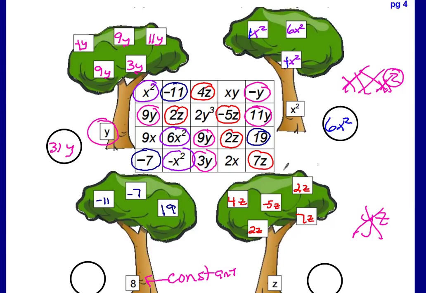Coming down to our z tree, we have positive 4z's. We have a positive 2z, so that makes 6. Minus 5z's, so 6 minus 5 is 1. Plus 2z's would make 3z's. And then finally add 7z's, and we get a total of 10z's. For our constants, we have a negative 11 plus a negative 7. Like signs, add them up, you get negative 18, plus a positive 19. Different signs, subtract, it leaves you with 1.